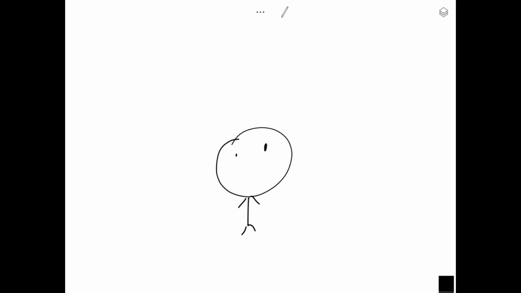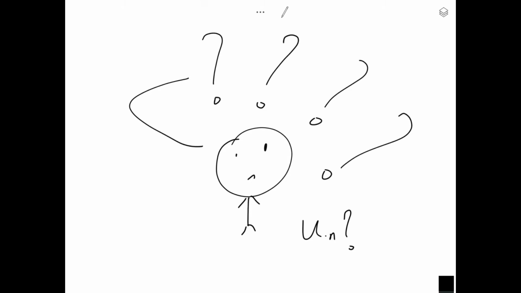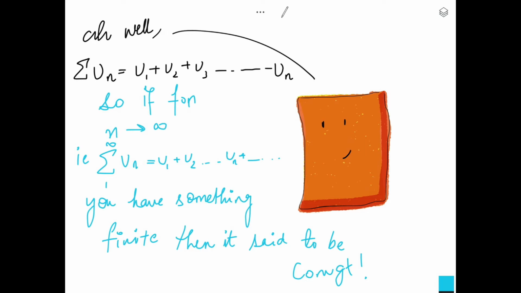What? Wait. Hold on. What is this nth term? What's un? What's going on? So summation un would mean that I'm taking the sum from u1, u2, u3 going on to un. And if for a function where n tends to infinity, that is, I'm considering infinitely many terms, and then my summation tends to a certain value, a finite number, then I say that my series is convergent.